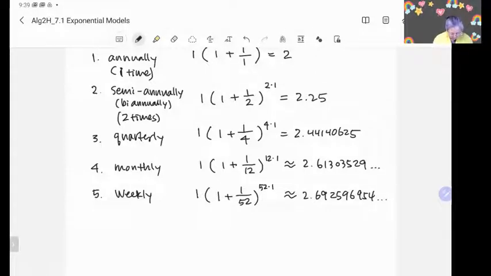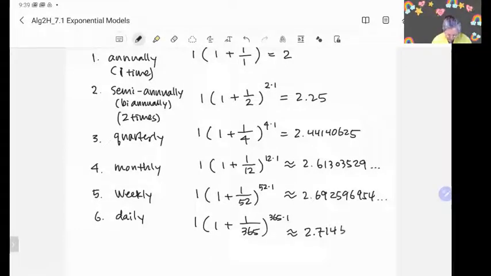Then let's do daily. How many days do we have per year? 365, if it's not a leap year. Then it's 1 and 1 plus 1 over 365, raised to the power of 365 times 1, and the approximation goes 2.714567482 and so on.